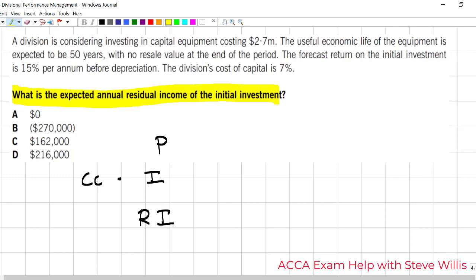Let's read. Division is considering investing in capital costing $2.7 million. The useful economic life of the equipment is 50 years. The only reason they would tell us that is for some depreciation calculation. No resale at the end. The forecast return on the initial investment is 15% before the depreciation. So we need to subtract that depreciation to get the profit. Division's cost of capital is 7.